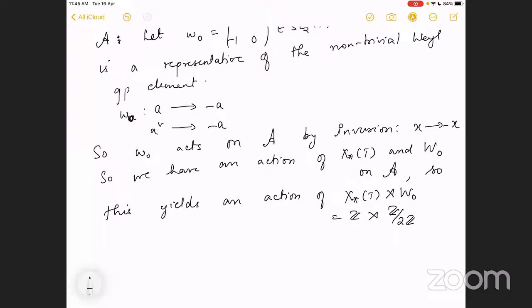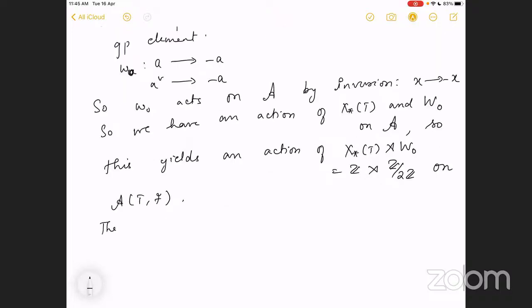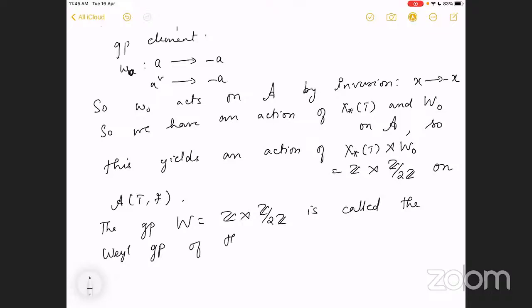Okay, so you do get an action of this group on the apartment, on A of TF. Okay, and the group W, which is this group Z semi-direct product with Z mod 2Z, is called the Weyl group of the affine root system.